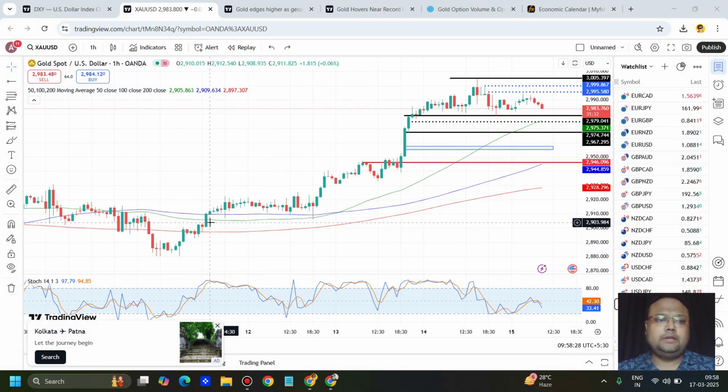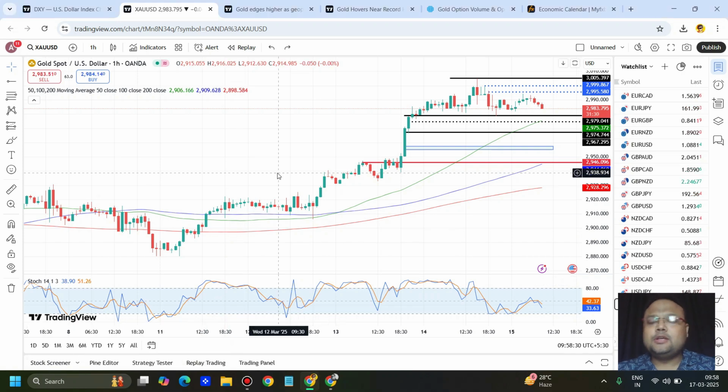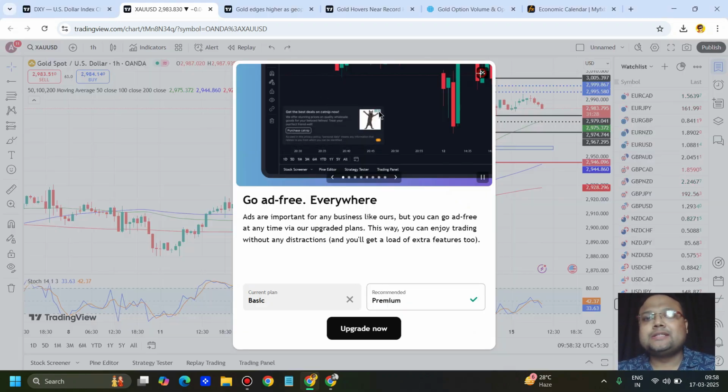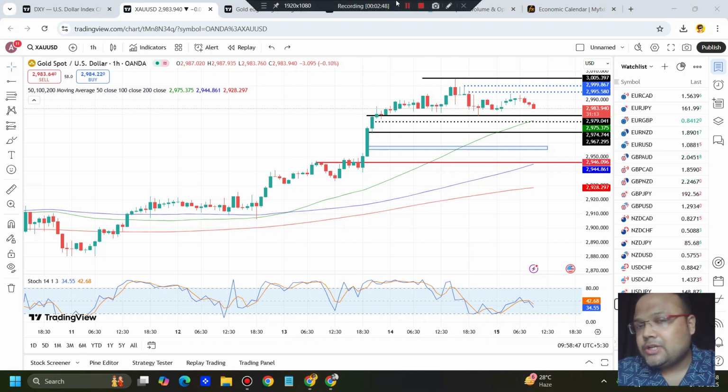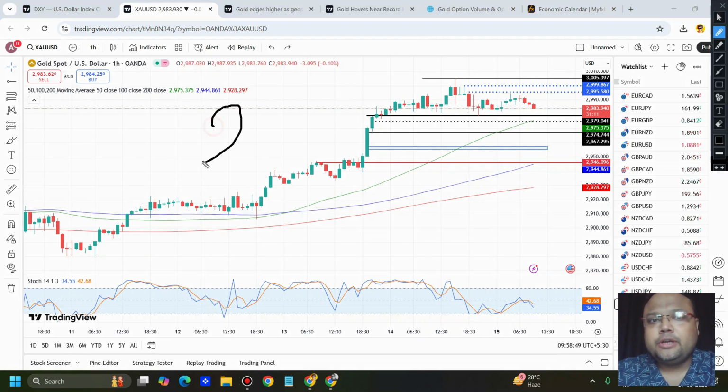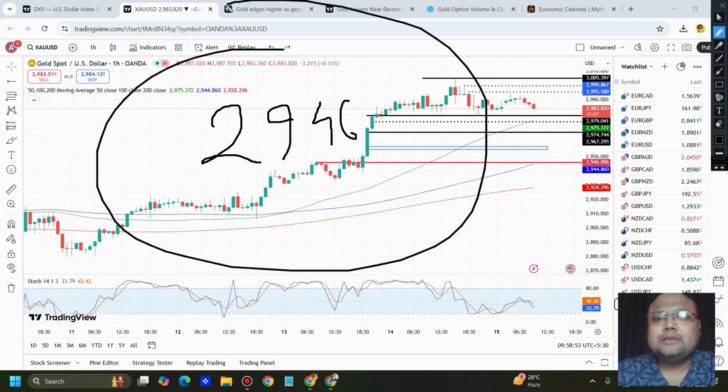And the trading opportunities we discussed on Saturday are still very much valid. As we discussed on Saturday, the best buying opportunity on the chart of gold is around 2946, 2947. This level is still very much valid, but the problem is that chances of market coming down to this level are very less. Why are we considering 2946?